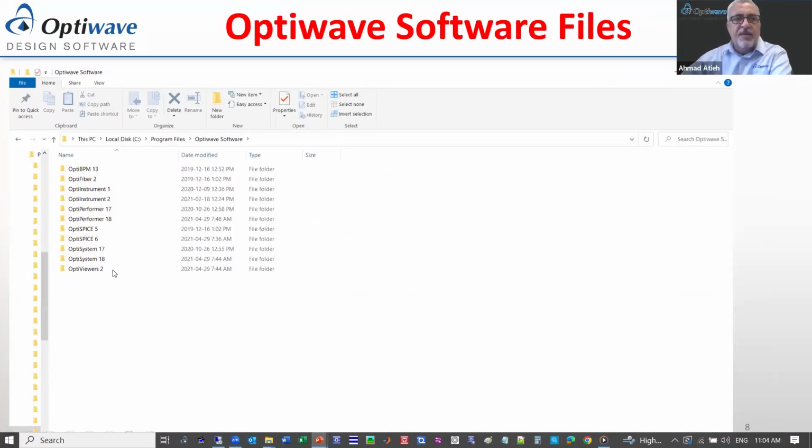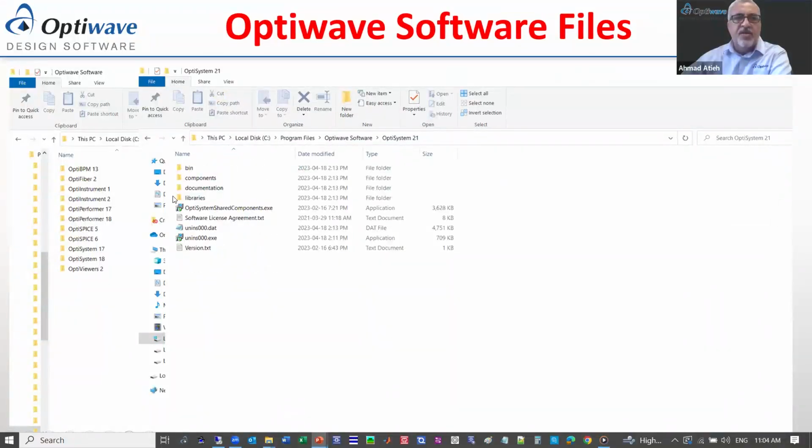For example, you get the directories for the different components, libraries, drivers, and so on. One of the important directories here is the documentation, which has files for the release notes, for component library specifications, for some tutorials, and so on. This is very important to look at for using the software references and so on.